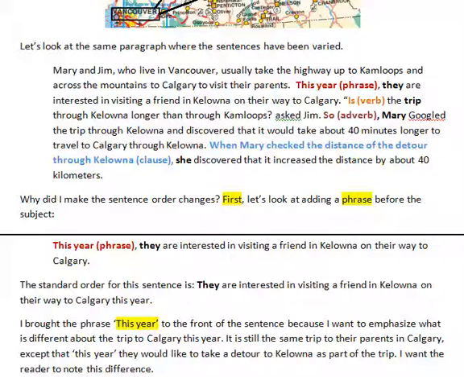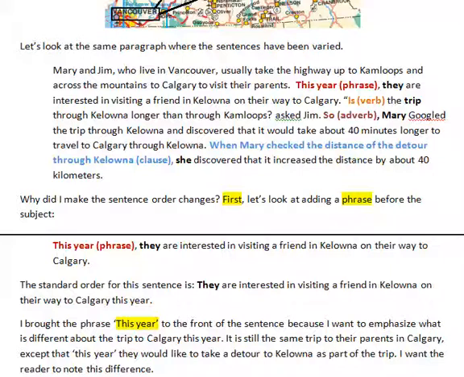First, let's look at adding a phrase before the subject. This year, phrase, they are interested in visiting a friend in Kelowna on their way to Calgary. The standard form order of this sentence is, they're interested in visiting a friend in Kelowna on their way to Calgary this year. I brought the phrase this year to the front of the sentence because I want to emphasize what is different about the trip to Calgary this year.